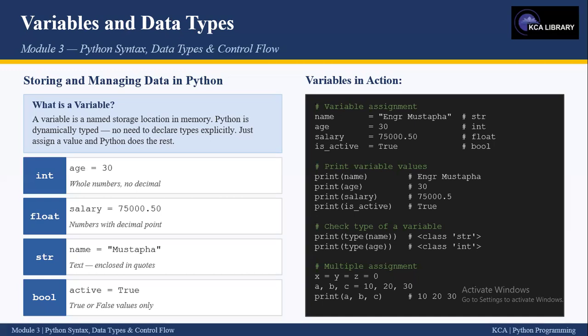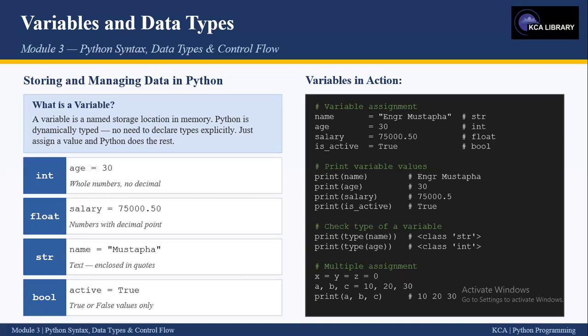Print, then open parenthesis, name, close parenthesis, Engineer Mustafa. Print age, 30. Print salary, 75,000.5. Print is_active, True. To check the type of a variable, this is how you can do it: print, open parenthesis, type, open parenthesis, name, close parenthesis, that is <class 'str'>. So that's how you can do it.